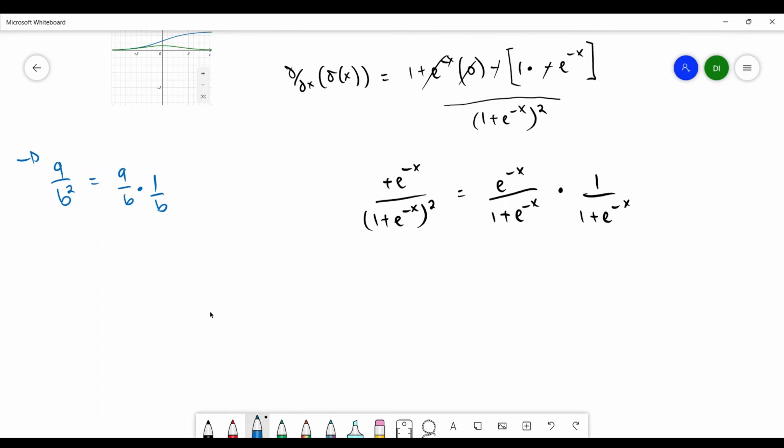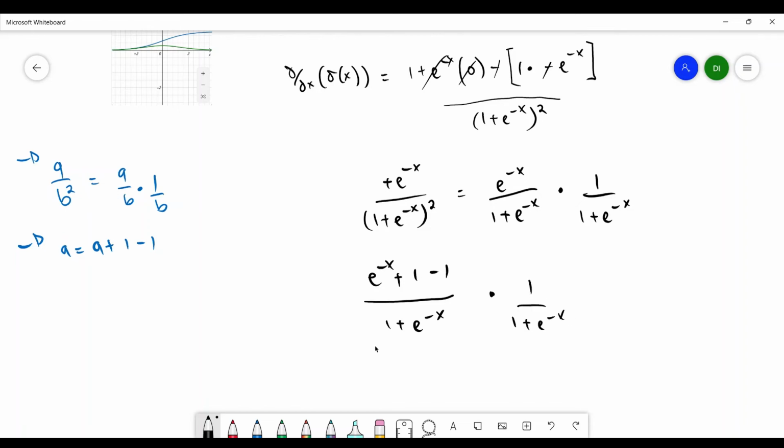And then again, we're going to apply another handy rule, which is that a is really the same thing as a plus 1 minus 1. Do you get it? Because these cancel out. Plus 1 minus 1, they cancel out. And so we could really just write it down like that. And so we're going to apply that change to this guy, and we're going to have e to the negative x plus 1 minus 1 over 1 plus e to the negative x, all multiplied by 1 over 1 plus e to the negative x.